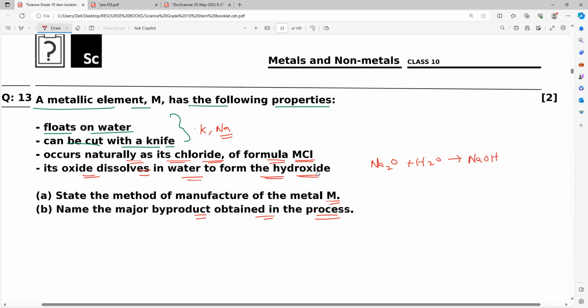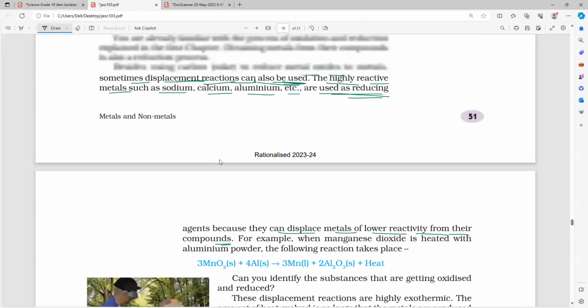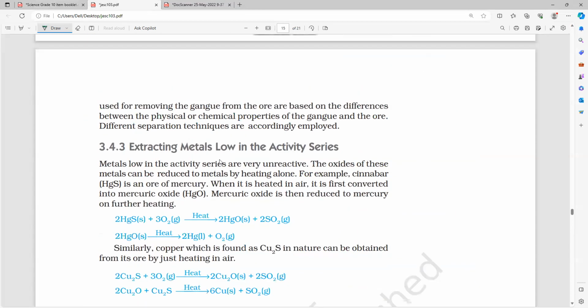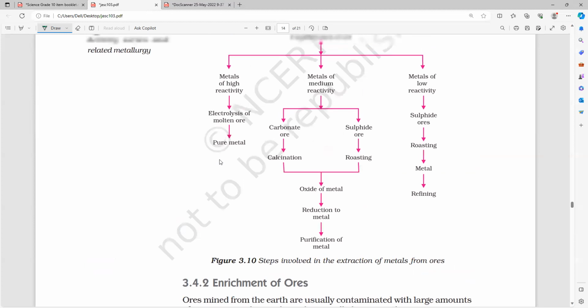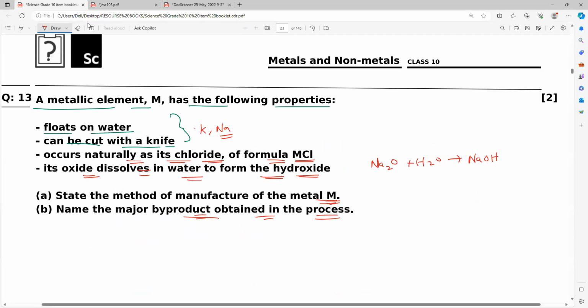So now state the method of manufacturing of the metal M. Anybody? So highly reactive metals. What is the manufacturing method? Electrolysis. Next. Name the major byproduct obtained in the process. What is the major byproduct of electrolysis?